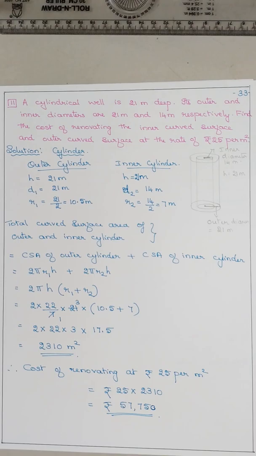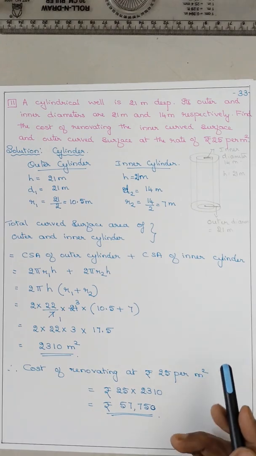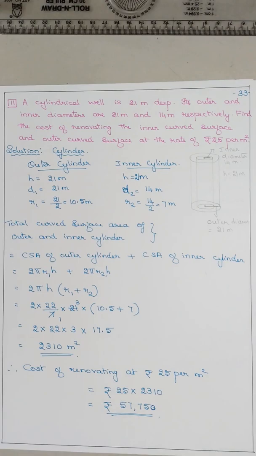Calculation part you have to be careful. You have to get the exact answer. Okay. So we have completed this worksheet. The cylinder CSA and TSA, hope all students are confident. So in the last question, there are two cylinders, inner cylinder and outer cylinder. So find out the curved surface area of the inner plus outer and then multiply with the cost per square meter, isn't it?